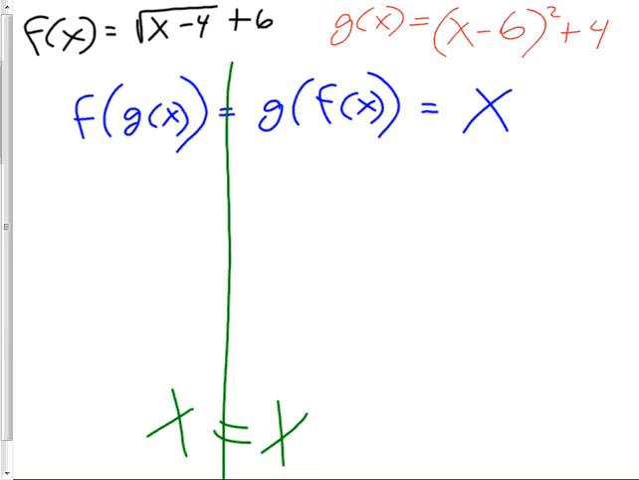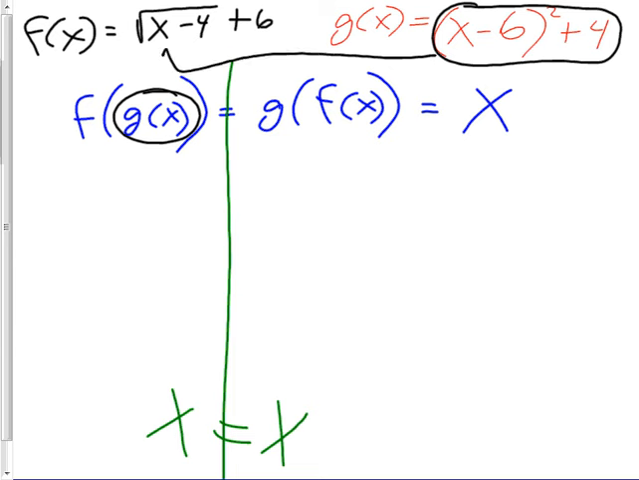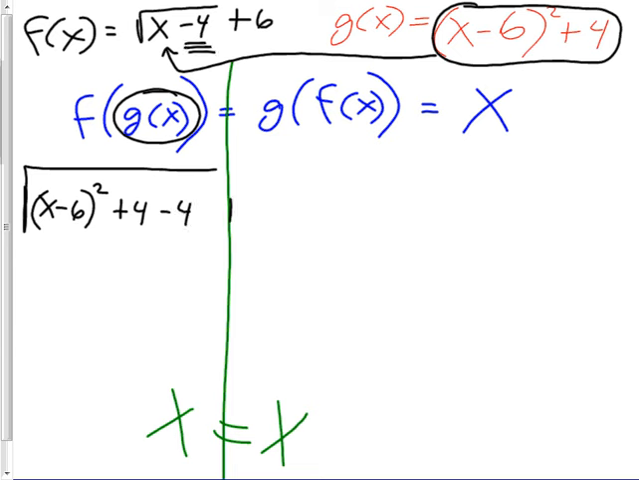Your first step you'd have to show here is f of g of x. This is the one that got eaten by the f function, so I'm going to put this one right here into the f function. All right, so square root of x minus 6 quantity squared plus 4, and then I throw the minus 4 on there. That's from this. And then plus 6.